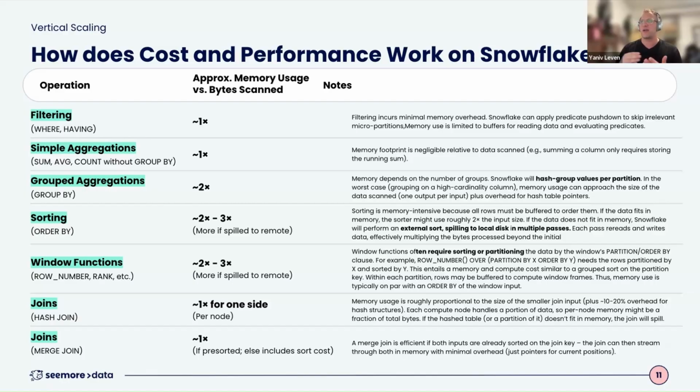Really, what's most important when we try to map bytes scanned into memory usage is that it's basically driven by the shape of the operators, the core operators inside the query. So what you can try to do, and this doesn't work when we talk about a specific query, but it does work when we talk about massive queries, is tag the query by query type, meaning what are the heaviest operators inside that query, and give that query a query type.